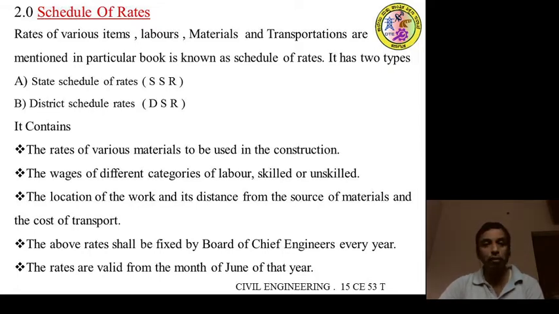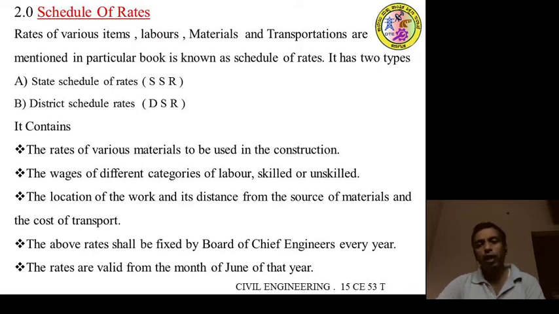It may be skilled labor or unskilled labor, mentioned in this book. And also the materials of civil projects such as cement, sand, aggregate, steel, tiles, everything should be in the schedule of rates. And also transportation, that is the lead from the site of work to where the raw material is available, will be shown in the schedule of rates.